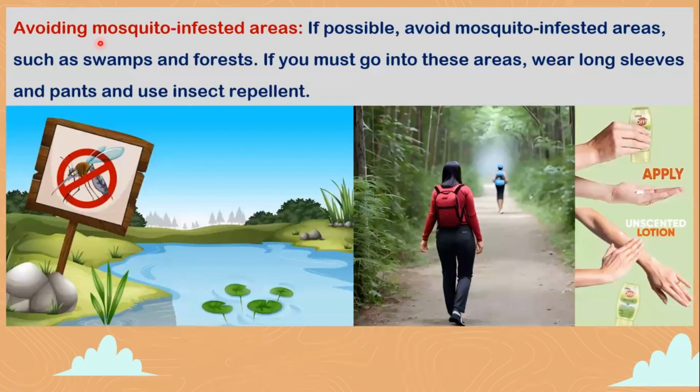The fourth one is avoiding mosquito-infested areas. If possible, avoid mosquito-infested areas such as swamps and forests. In swamps and forests, where water is not moving, mosquitoes breed. So we need to make sure we are not letting our children go to those places to play or roam around. If you must go into these areas, wear long sleeves and pants and use insect repellent.